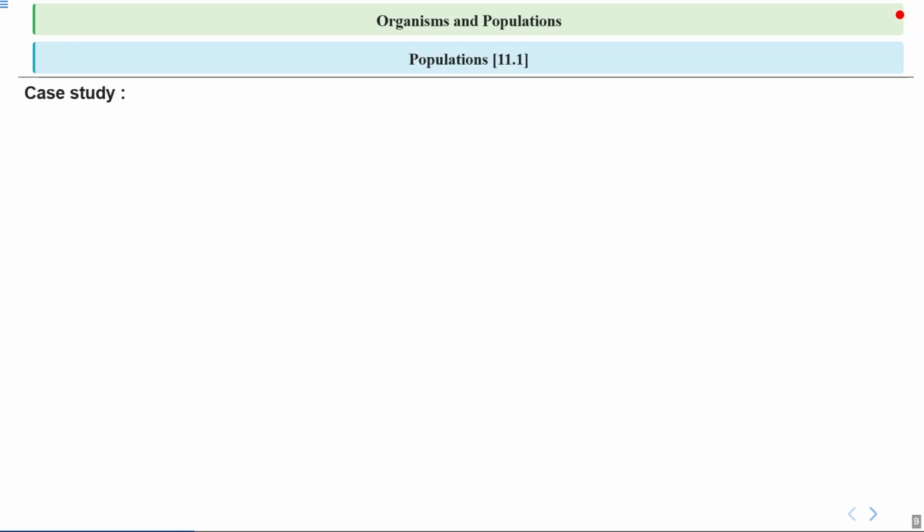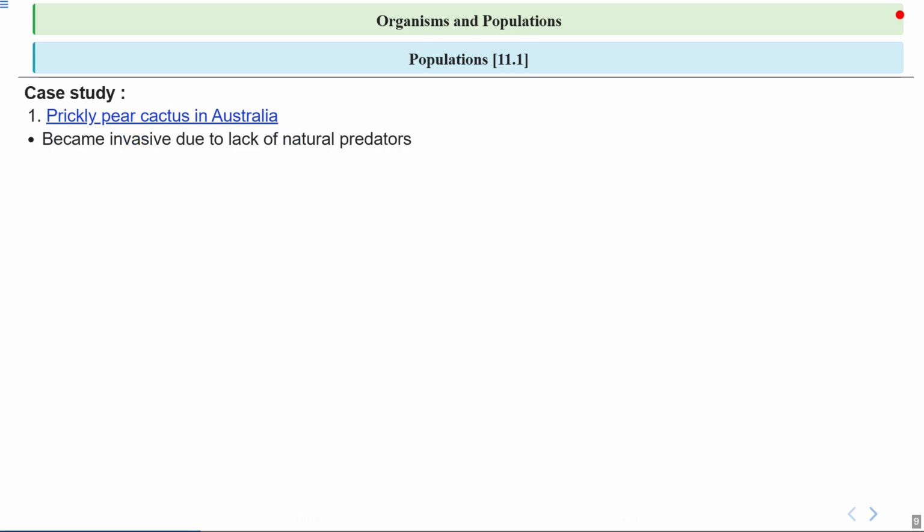Okay, now let's understand this with the help of a case study. Our first case study is about the prickly pear cactus in Australia. Clear? Here, to control the spread of the prickly pear cactus, a biological control method was used. Scientists introduced a cactus-feeding moth which helped manage the cactus population.